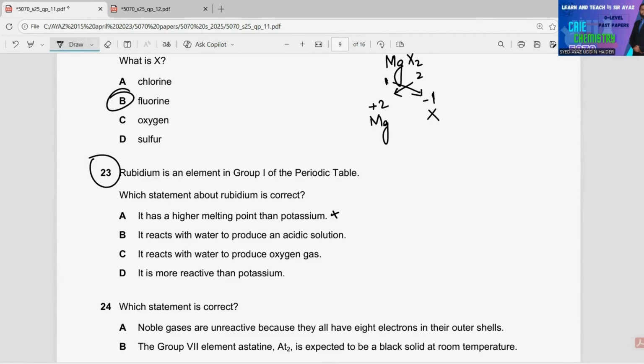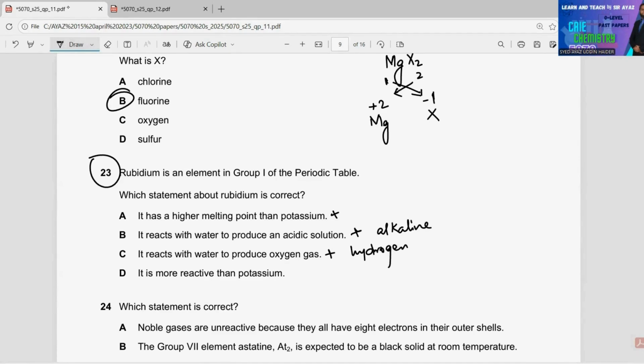B. It reacts with water to produce an acidic solution. This is also incorrect. It produces alkaline solution because we'll be getting hydroxides. Hydroxide means solution will be alkaline. C. It reacts with water to produce oxygen gas. This is also incorrect. It produces hydrogen gas, not oxygen gas.